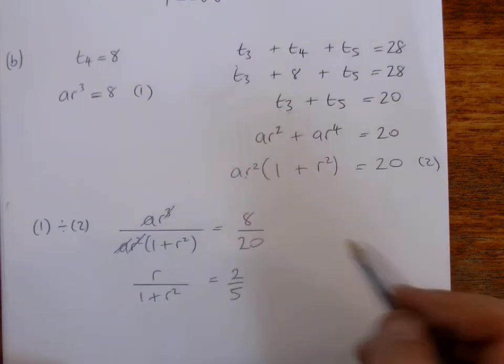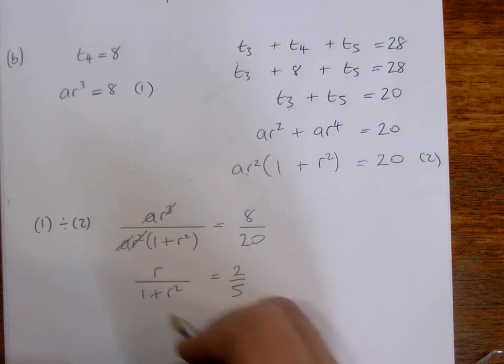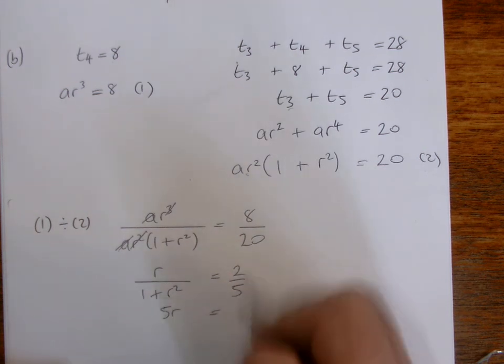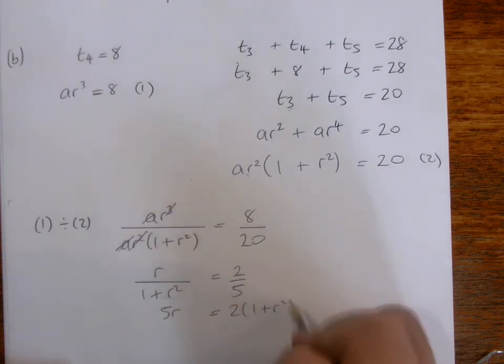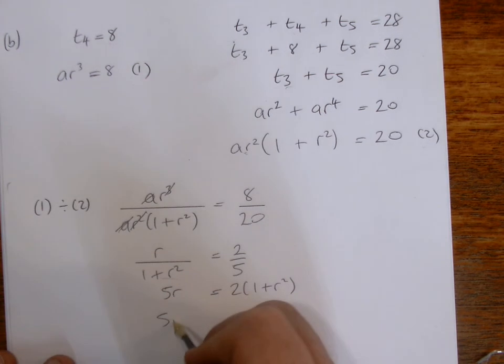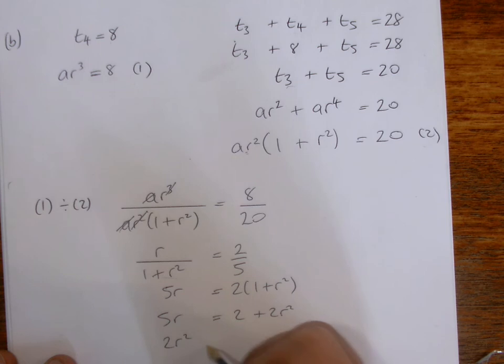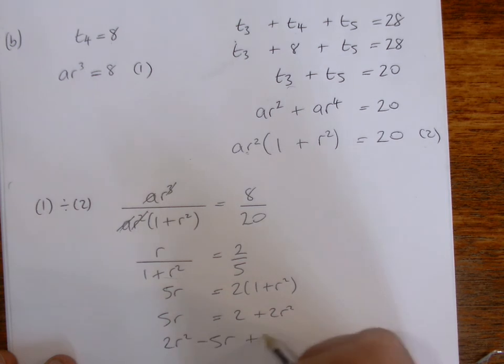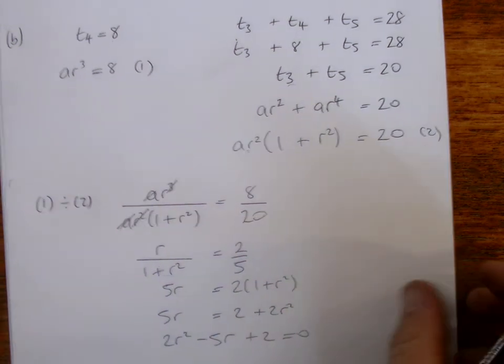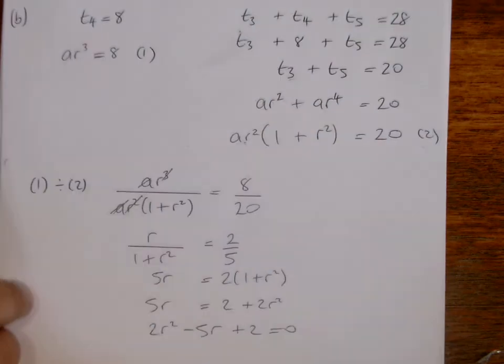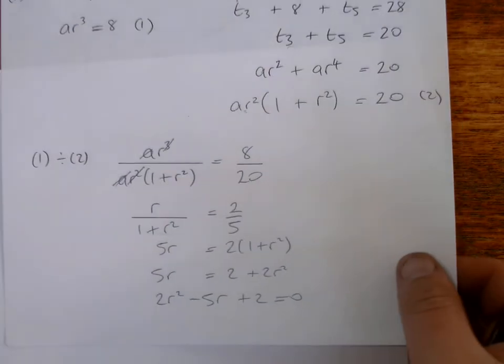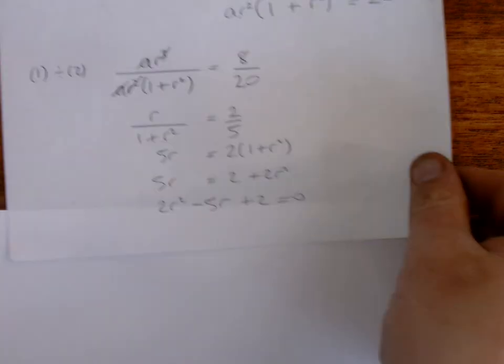Simplifies down. So then take the 5 up here, so you've got 5R, and take the 1 plus R squared up here. So you end up having 5R is 2 plus 2R squared. So then 2R squared minus 5R plus 2 equals 0. And you've got what they want. So we've shown that it satisfies this. So we've answered part 1.